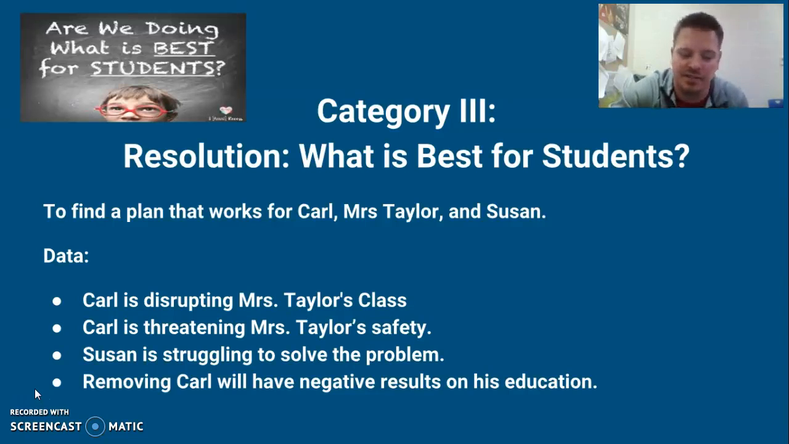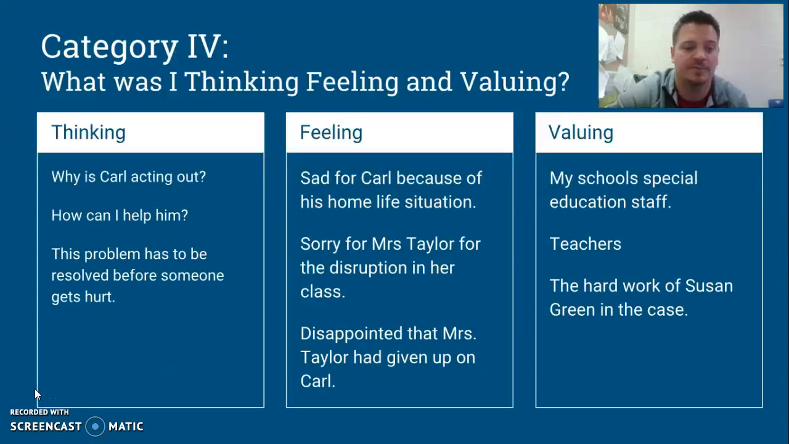And some of the data that supports that this is best for students is that Carl is disrupting Miss Taylor's class. He's threatening her safety. Susan's struggling to solve the problem. And removing Carl will have a negative result on his education. And that's just some of the data on it.